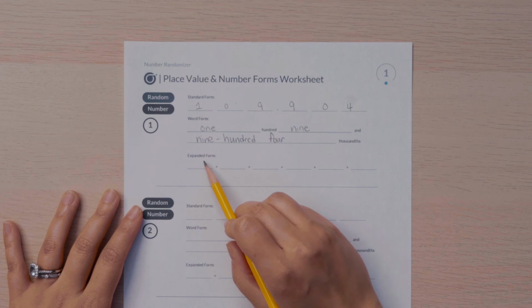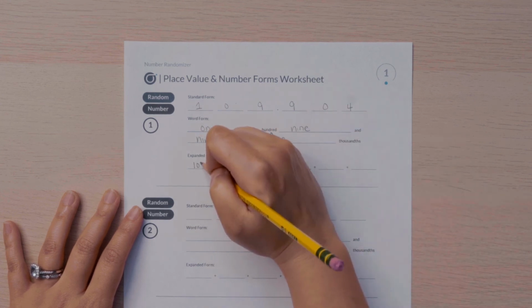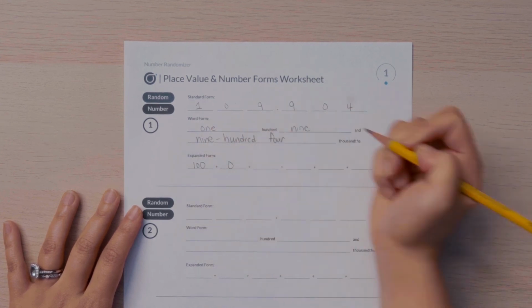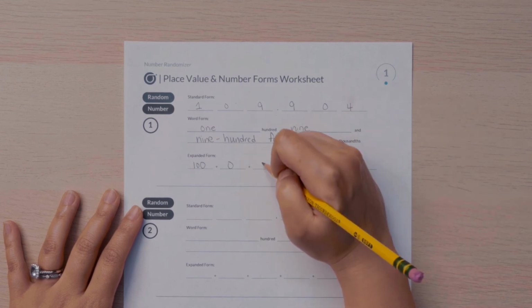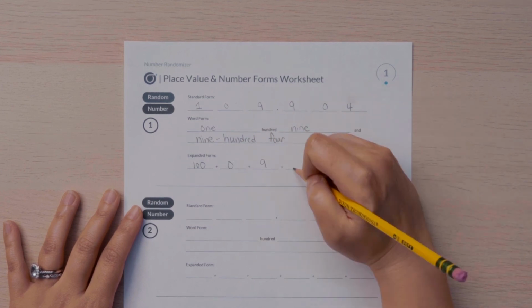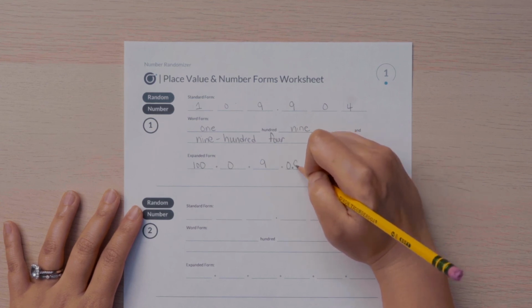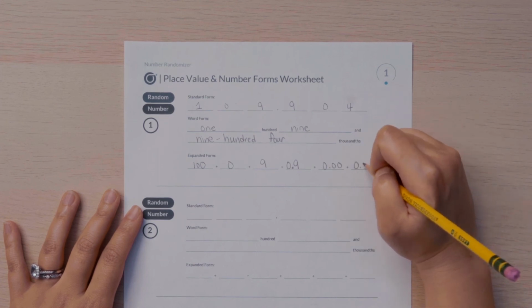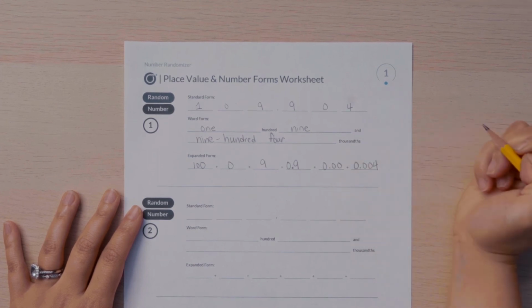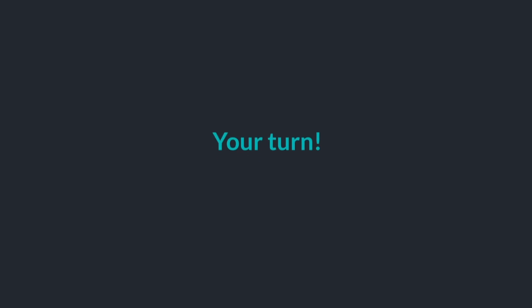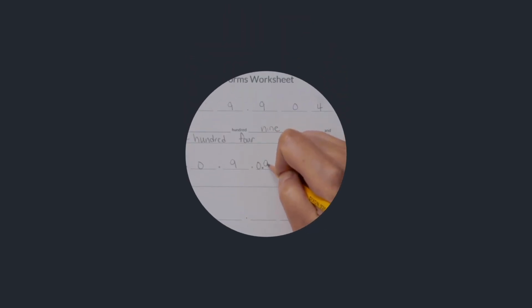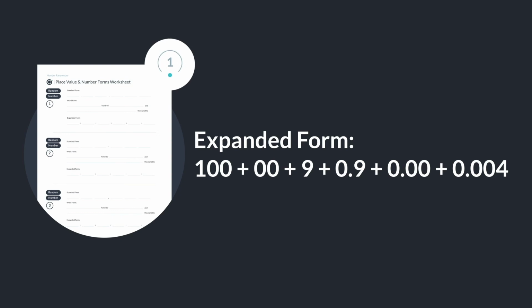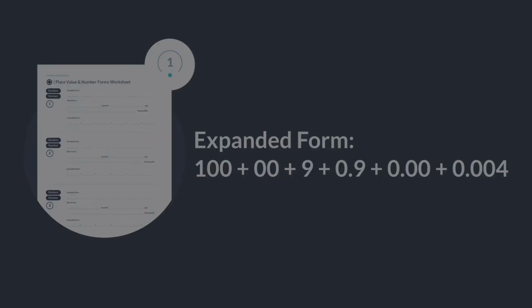After your decimal number is written in word form, write it out in expanded form. Here, I will write my number in expanded form. I have 100, I have 0 tens, I have 9 ones, then I have 9 tenths, 0 hundredths, and 4 thousandths. Here's what my number looks like. Can you write your number in expanded form?